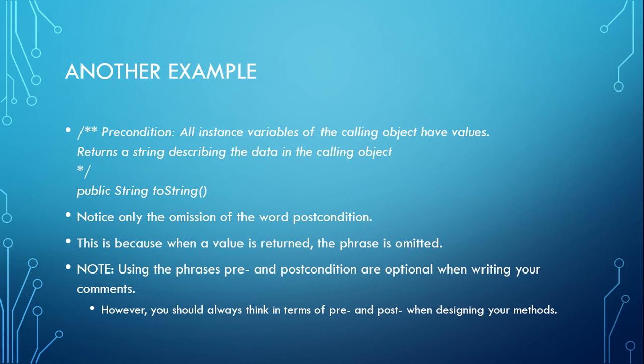But it's just good to put in precondition, postcondition. And you could even abbreviate it to pre and post if you want, just to save you some typing in your comment. So if you just wanted to put pre: all instance variables of the calling object have values, post: returns a string describing the data of the calling object. If you want to do that just to save yourself time, that's perfectly acceptable as well.